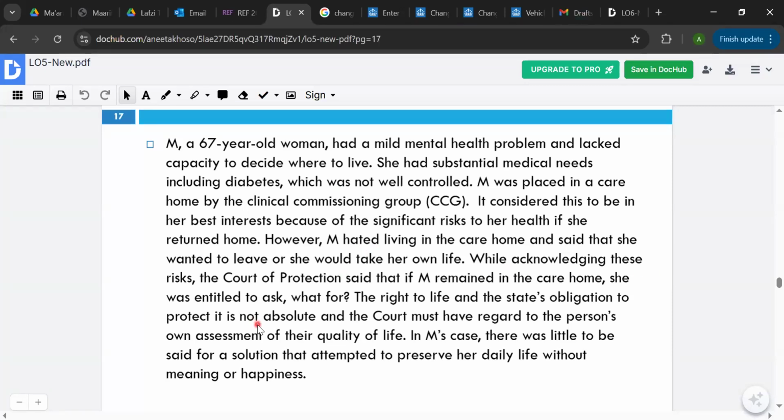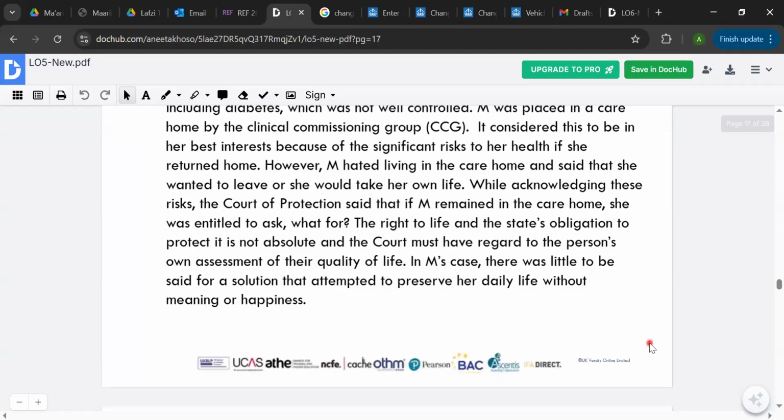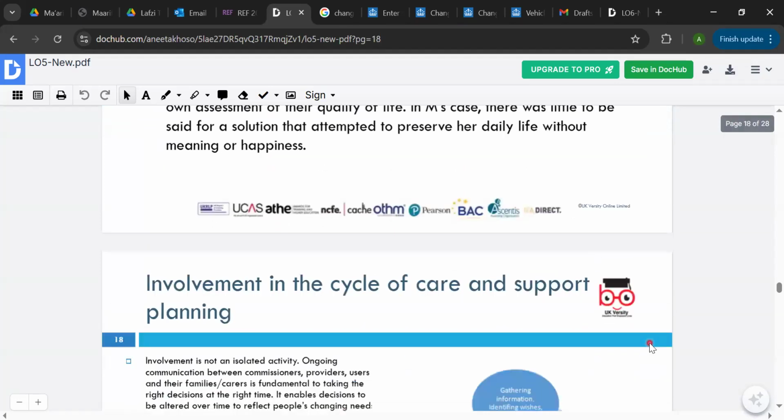While acknowledging these risks, the Court of Protection said that if she remained in her care home, she was entitled to ask, what for? Why am I living here? The right to life and the state's obligation to protect it is not absolute, and the court must have regard to the person's own assessment of their quality of life. In her case, there was little to be said for a solution that attempted to preserve her daily life without meaning or happiness.